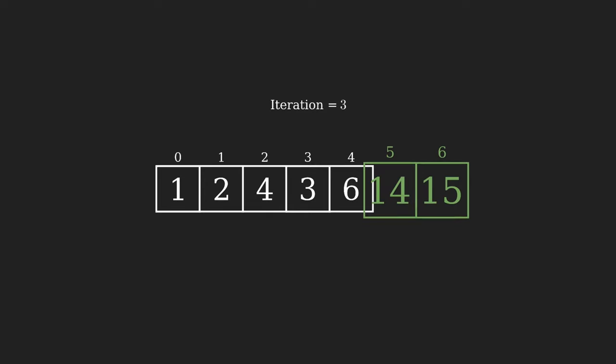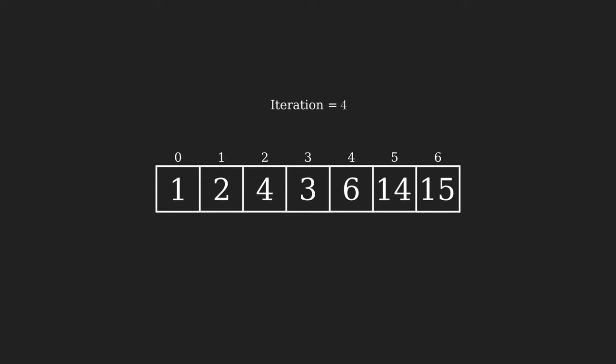As you see, even though we know 14 and 15 are in their correct places in this iteration, we again compare those with each other, and this is the reason why this version of bubble sort is inefficient, as it can have some unnecessary comparisons.